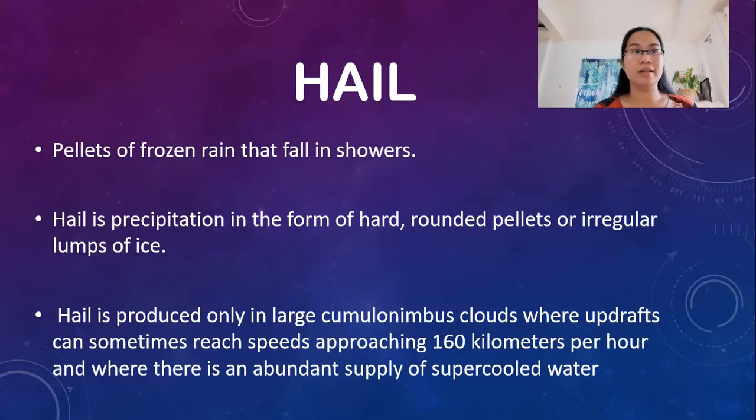Then we have hail. These are pellets of frozen rain that fall in showers. Hail is precipitation in the form of hard, rounded pellets or irregular lumps of ice. Hail is produced only in large cumulonimbus clouds if there is an updraft approaching around 160 kilometers per hour.